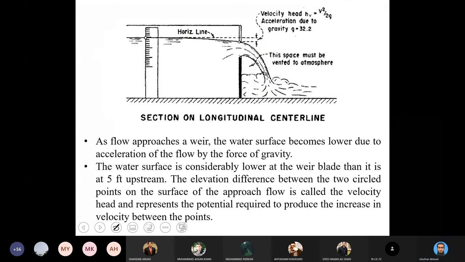You can see that initially the water height is at this point. Okay. When it approaches a weir, there is a slight decrease in water depth. As the flow approaches a weir, the water surface becomes lower due to the acceleration of the flow by force of gravity. The water surface is considerably lower at the weir blade than it is at 5 feet upstream. The elevation difference between the two circled points on the surface of the approach flow is called the velocity head.